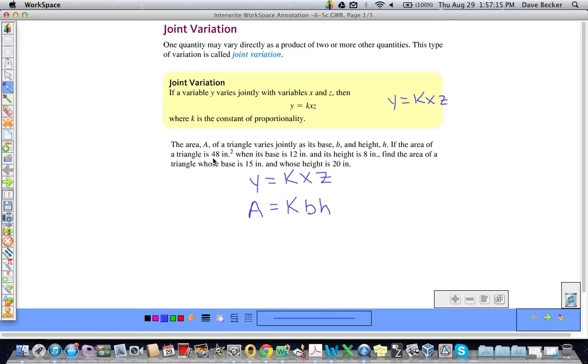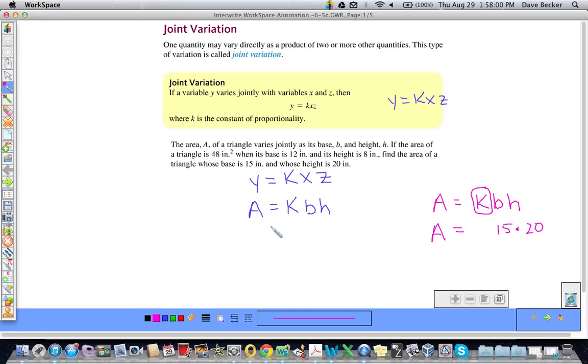Bam! If the area of a triangle is 48 square inches, when its base is 12 inches and its height is 8 inches, find the area of a triangle whose base is 15 inches and whose height is 20 inches. Oh, okay, so we've got to find k to do this. So I'm going to write this over here, A equals kbh. I'm going to have to use this twice, and let's see what I know, because I'm asked to find the area of a triangle whose base is 15 inches and whose height is 20 inches. So I have to find the area, so I don't know that. Let's see, base is 15 and its height is 20, so all I need is k.